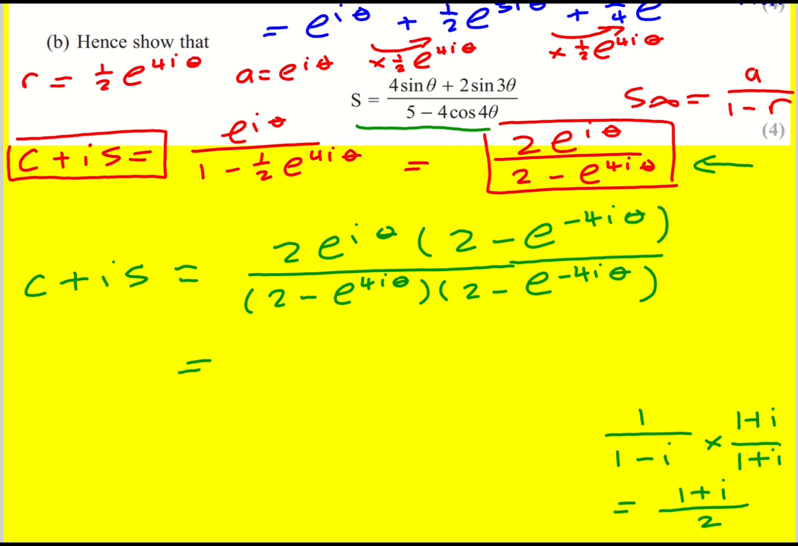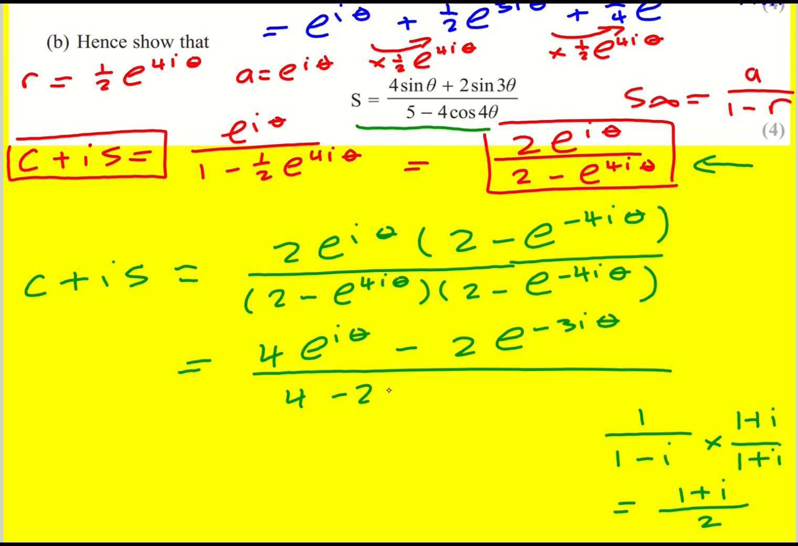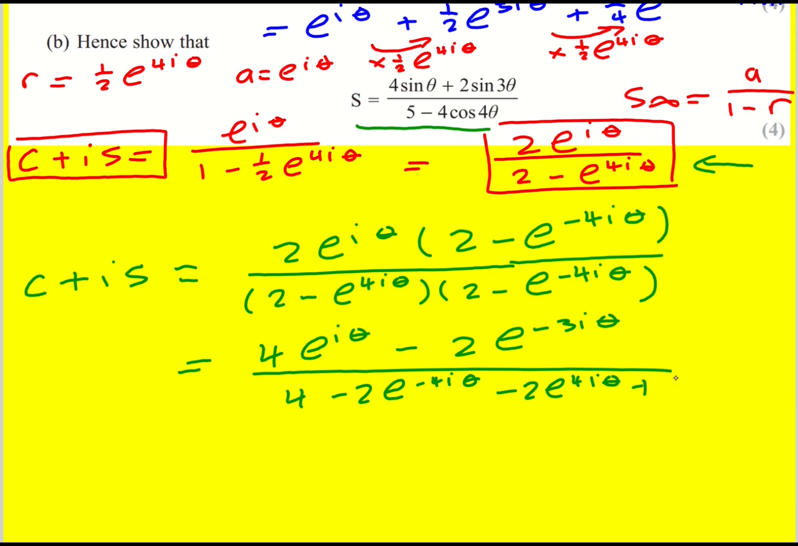So on the top, we're going to get 4e^(iθ) minus 2e^(-3iθ). Then on the bottom, we've got 4 minus 2e^(-4iθ) minus 2e^(4iθ). So in this case, they don't cancel like they do for this one here. And then it's going to be plus 1, in fact.